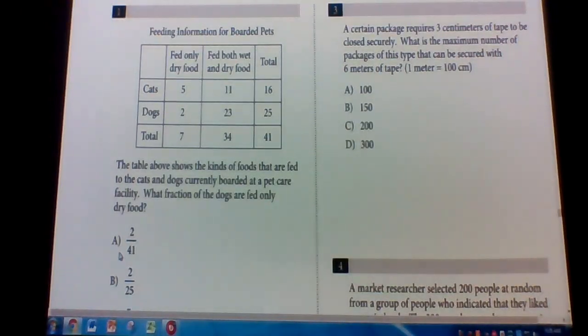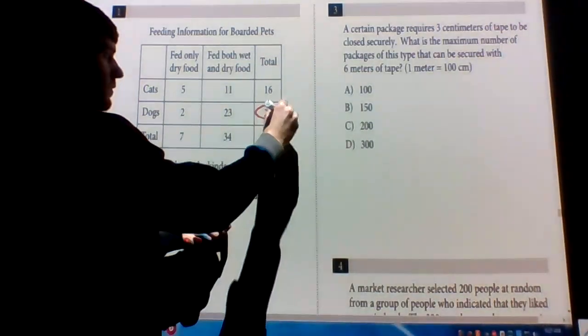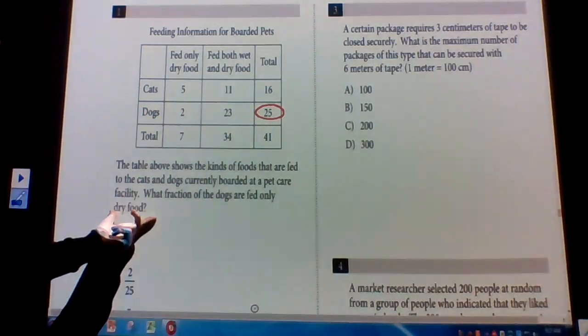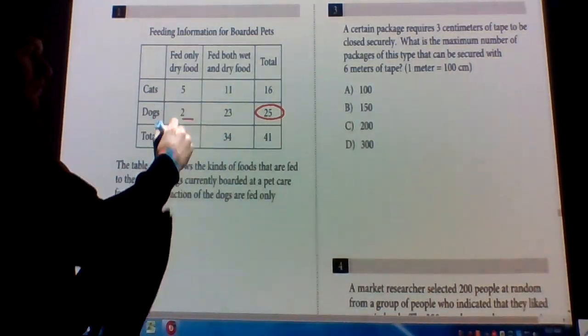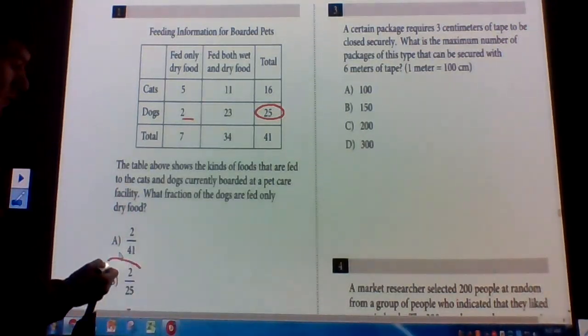Okay, number 1 here, feeding information for boarded pets. So we have our data for the pets. The table shows the kinds of foods that are fed to the cats and dogs currently boarded at a pet care facility. What fraction of the dogs are fed only dry food? So there are 25 dogs, and 2 of them are fed only dry food. So that's 2 out of 25. That should be answer choice B.